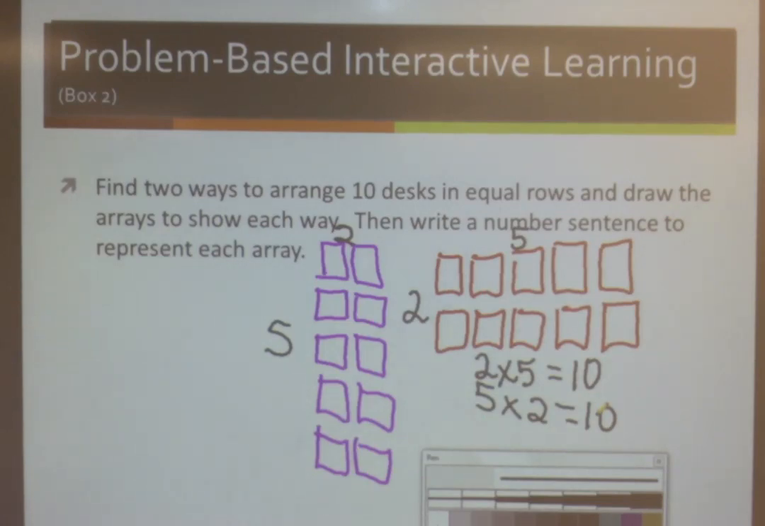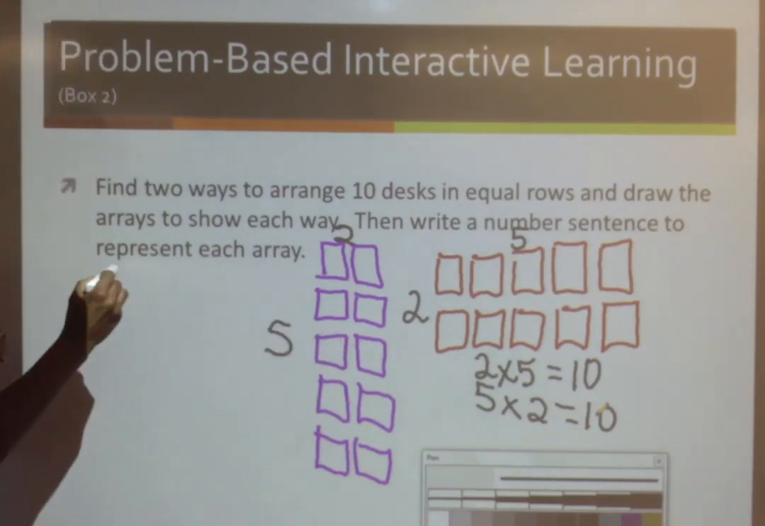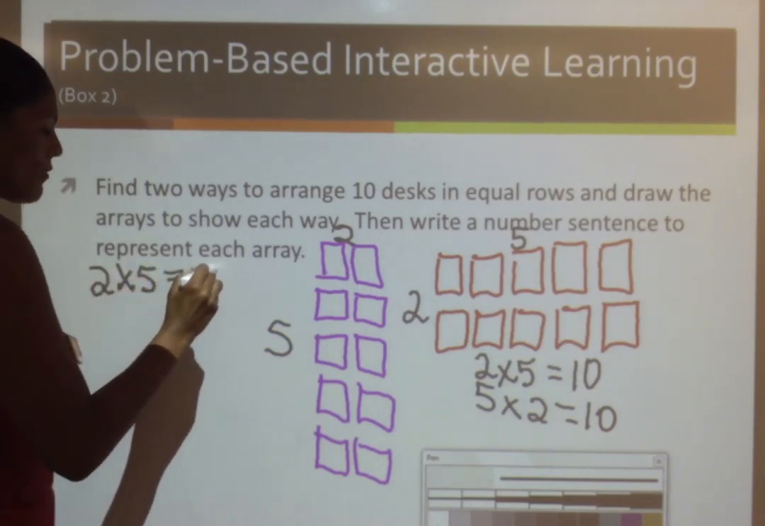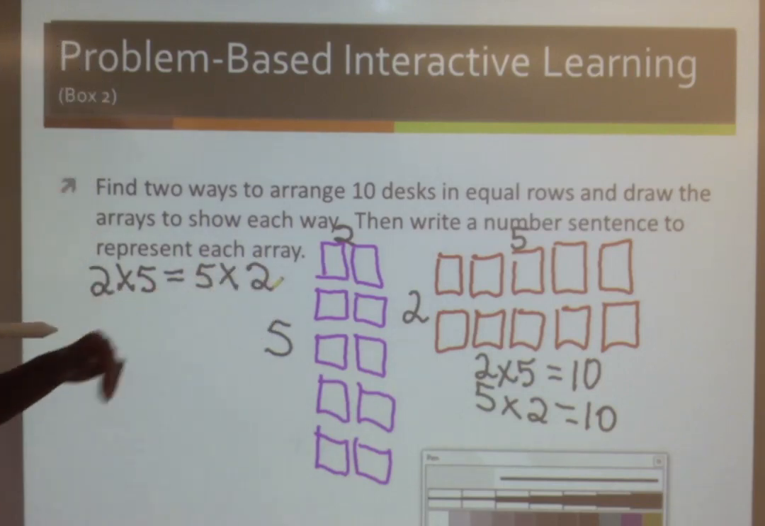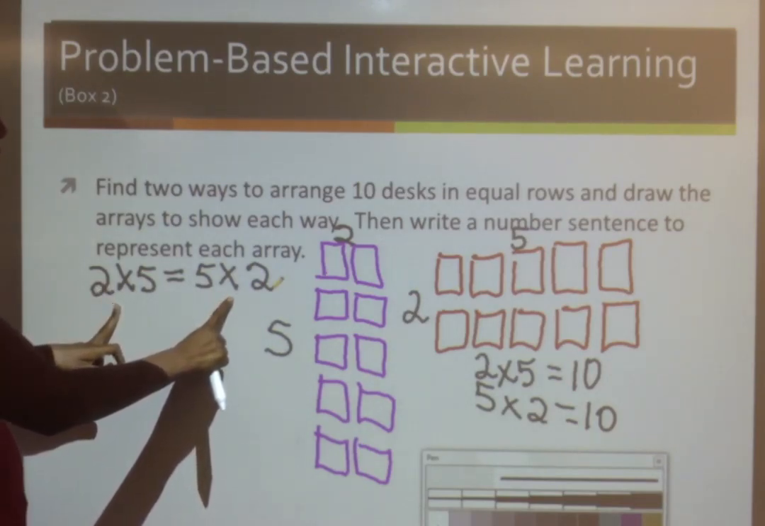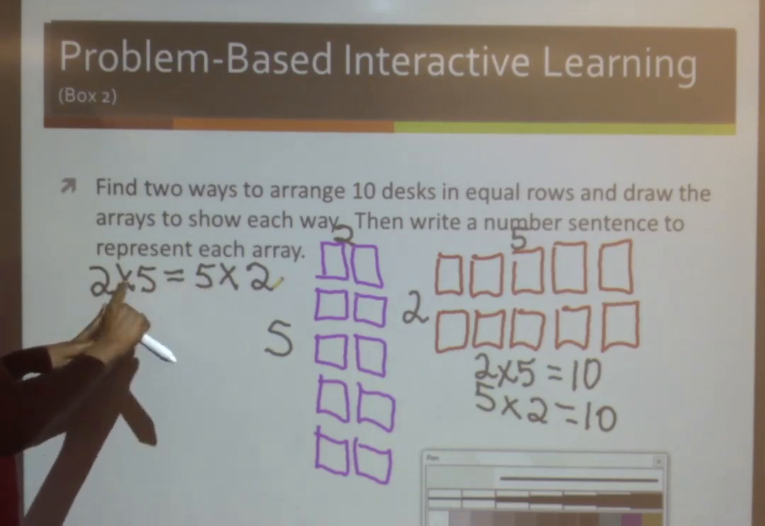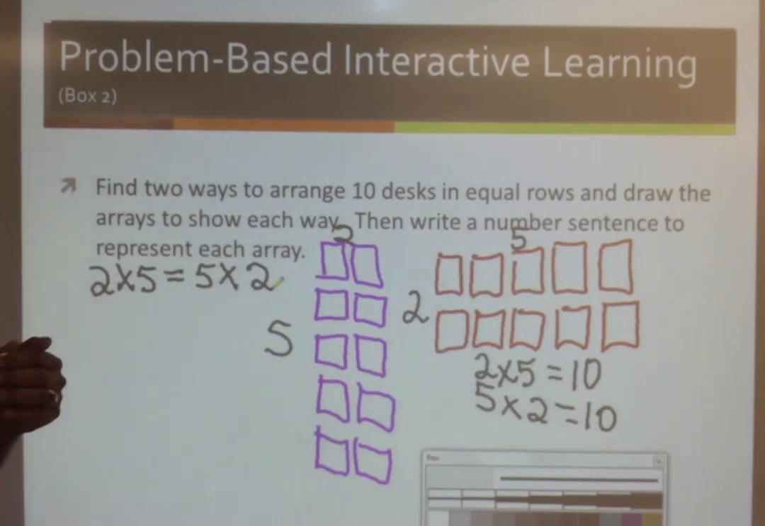This is an example of the commutative property of multiplication. You can write it this way. 2 times 5 equals 5 times 2. You will have the same product either way. They are equal to each other. So the commutative property means that no matter which way you multiply your 2 factors, you will end up with the same product.